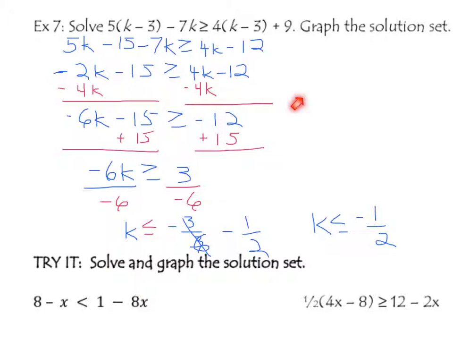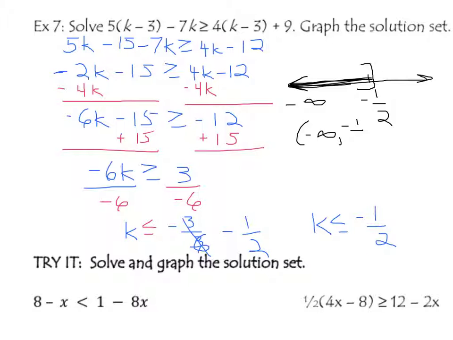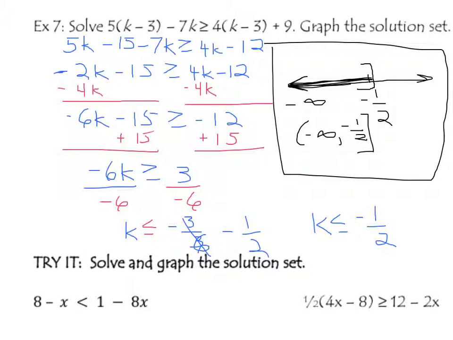So let's move up here to graph it. We're going to just draw a line and then call some point negative 1/2. k is less than that, so it will go to the left. It's an equal component, so it will have a bracket. So it will look like this, with the left being negative infinity. And so when you draw your interval, you look to the left, write negative infinity, comma, the right has negative 1/2 and a bracket. And so that is how you express the solution.